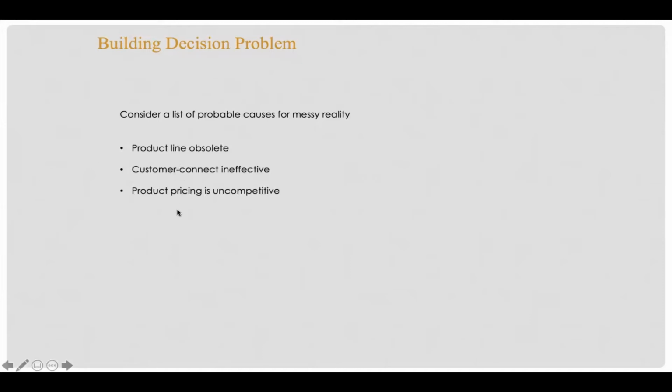These could be the most probable causes: my sales are low because the product line is obsolete, or because the customer connect is ineffective, or because the product pricing is uncompetitive. All these could be the reasons. Now, you as the business person or business owner should help your data science team figure out the probable causes. And you as data scientists need to have the domain knowledge to be able to sit with the business owner and come up with these kinds of probable causes.